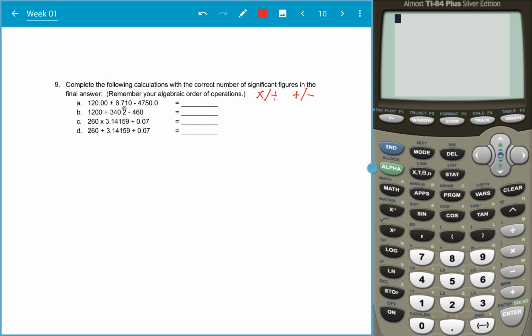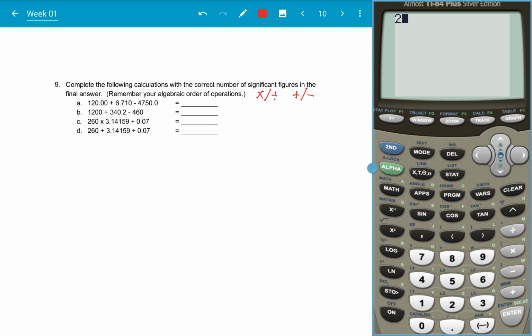In this first problem, we have only addition and subtraction. We have 120.00 plus 6.710 minus 4,750.0. So, on the calculator, if we type this calculation in and press enter, we get negative 4,623.29.